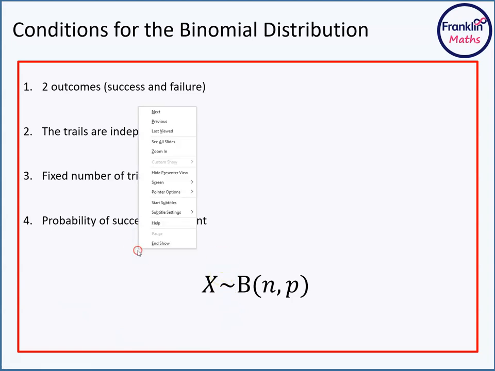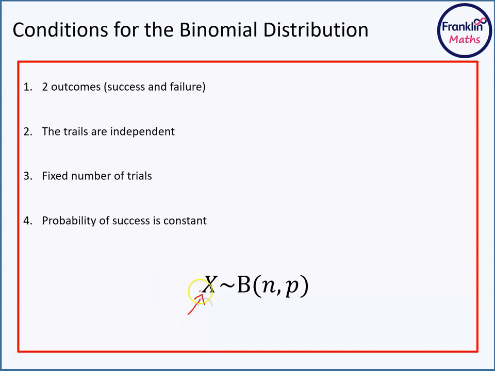Now, a lot of you will be brand new to this. So X in this case would be what we're measuring. Tilde in this case means approximated by. The B means a binomial distribution. N here is the number of trials, and P here is the probability of success.